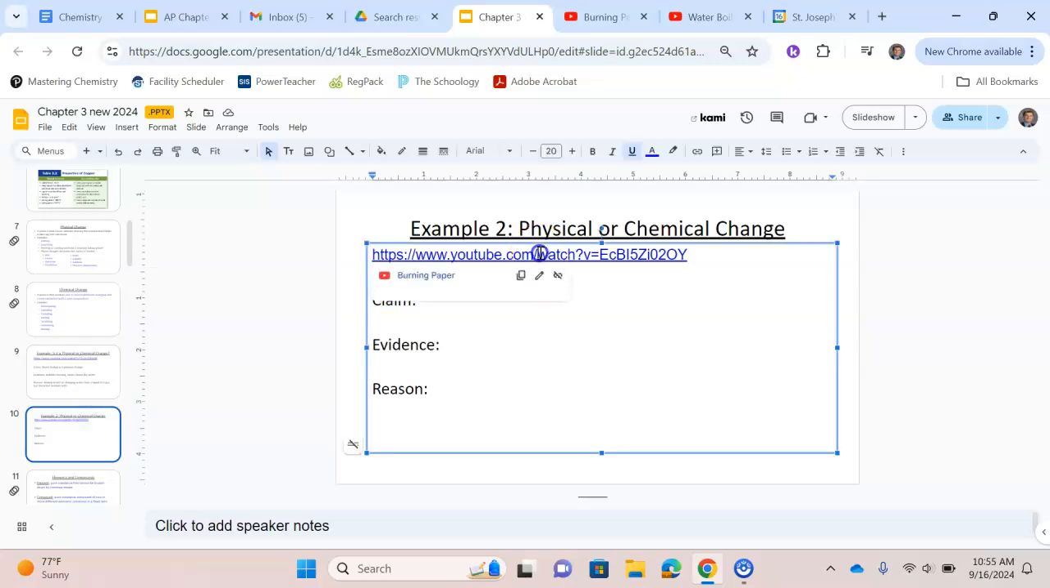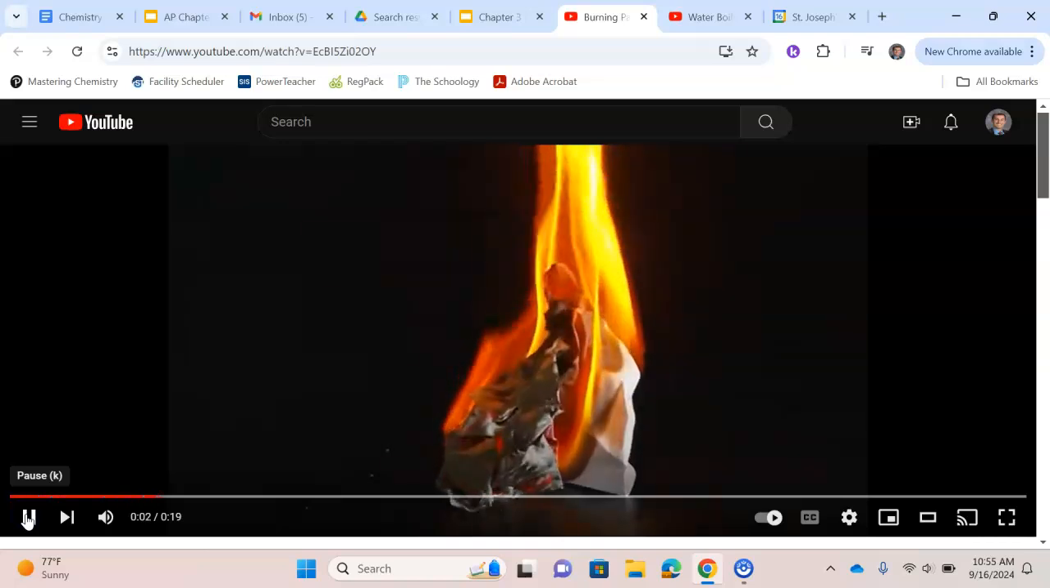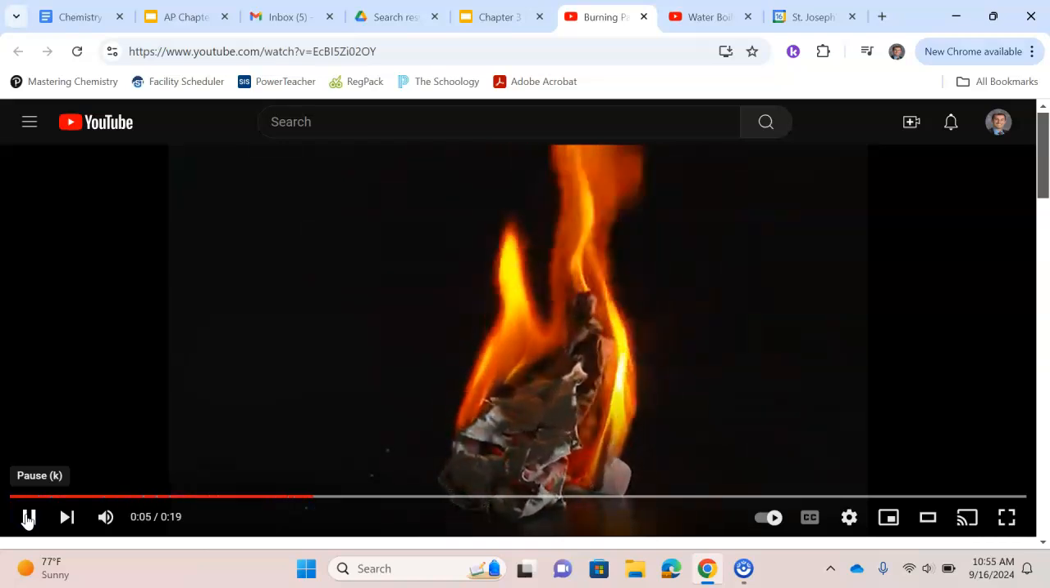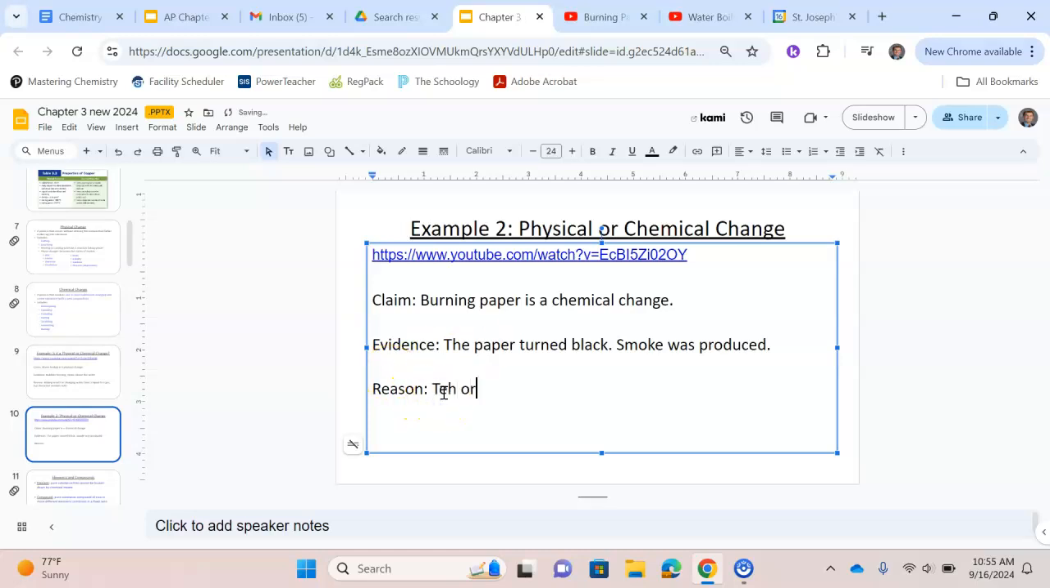Here's another one for you. Again, you can pause and fill that out. How'd you do? Burning is a chemical change. The paper turned black. Smoke was produced. Again, we're talking about observations here with our evidence. And then the reasoning: the original substance changed into something else, which usually indicates a chemical change.